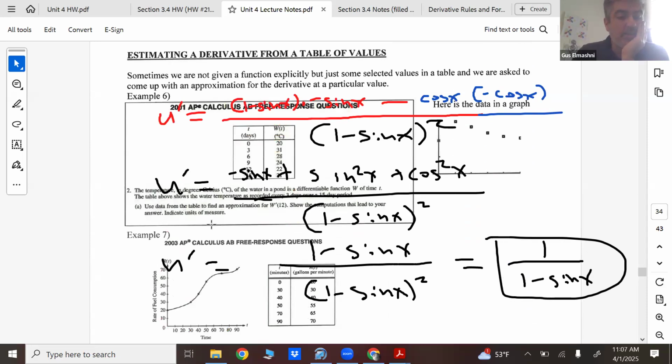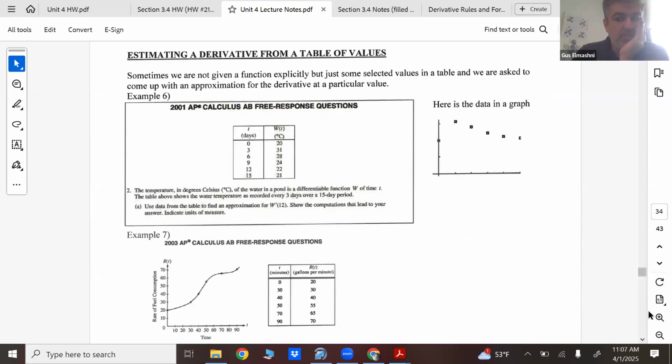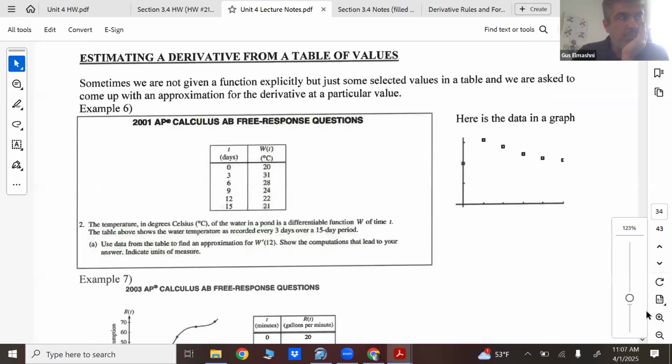Oh, yeah, Ethan, go ahead. I know, like d over dy. When you do what, sorry? Yeah, on the left side, yeah, of course. Or you could do y prime. Yeah, y prime is fine.